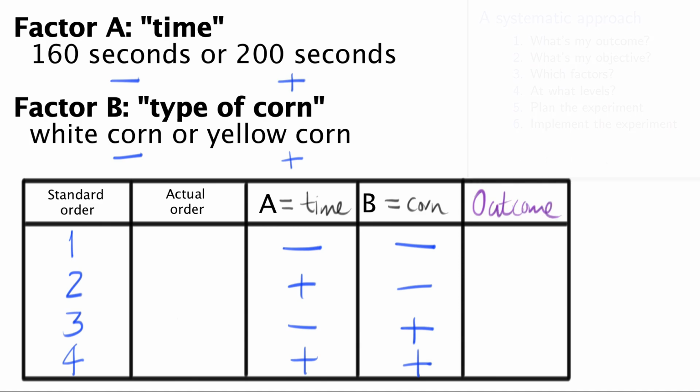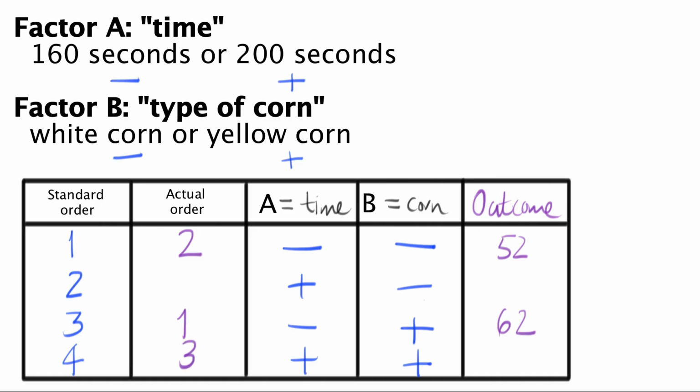The first experiment I randomly picked was number 3. That experiment is run at short cooking times and with yellow corn. After the experiment is run, I recorded an outcome value of 62 popped kernels. Then I drew my next random number and found that I should run experiment 1. I recorded a value of 52 popped kernels.